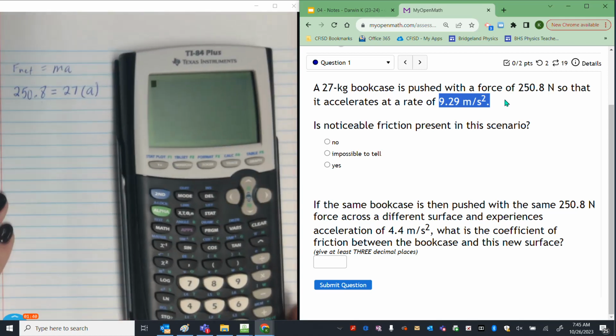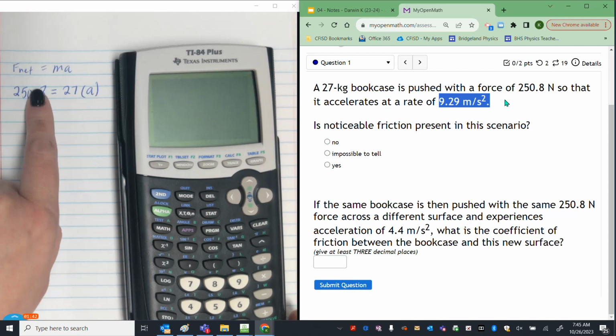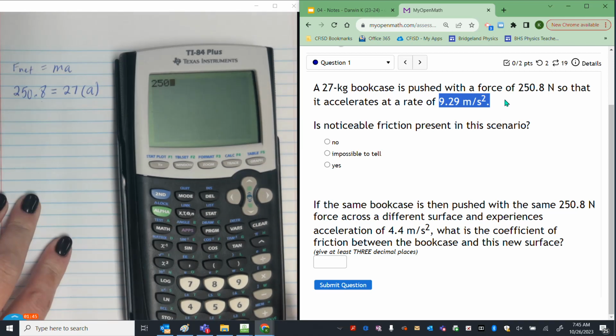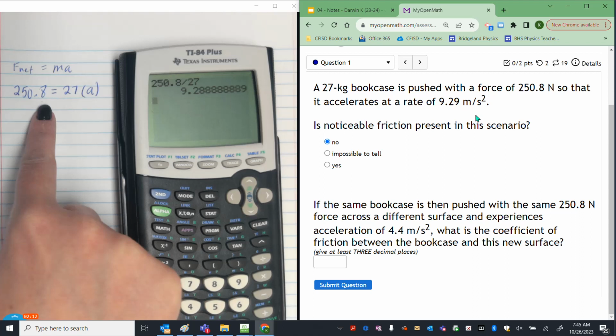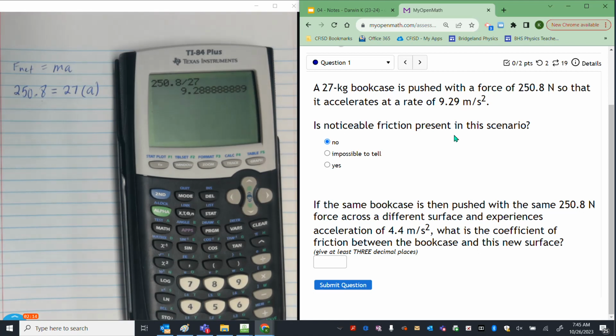9.29. If I want to solve for a, I need to divide both sides by 27, so I'm going to type in my calculator 250.8 divided by 27, and I get 9.29. Which means there is no friction present in this scenario. If I had gotten, let's say, 12, and I only had 9.29, that means there was friction present that made it accelerate less than it should have otherwise. So that's all you're doing here. Do these numbers all work together? Yes, they do. There is no friction present in that scenario.